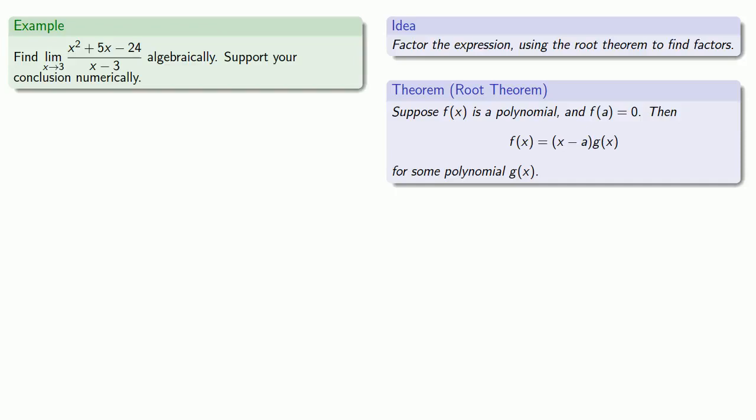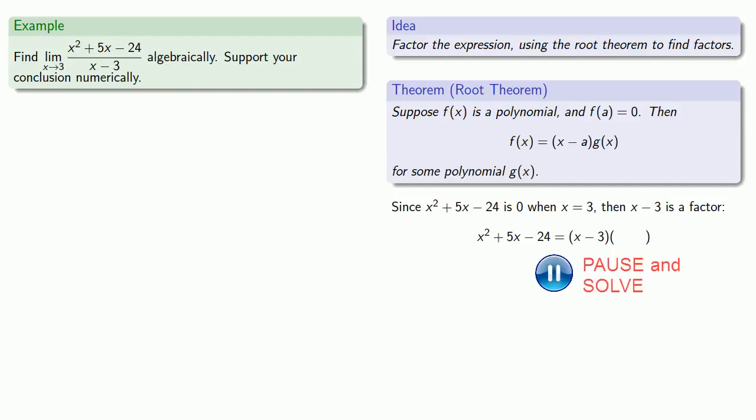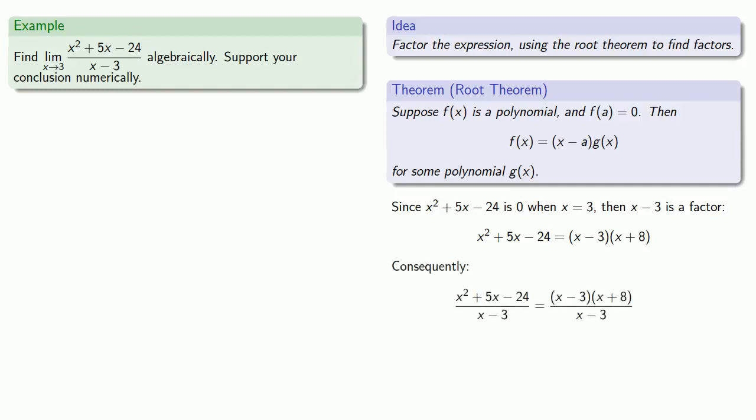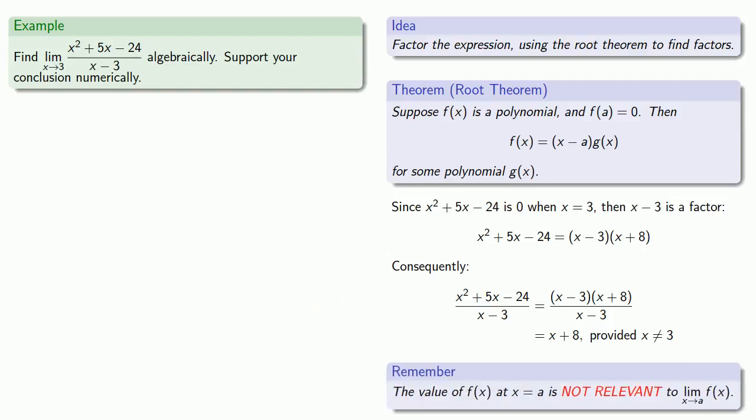Since x squared plus 5x minus 24 is 0 when x is equal to 3, then we know that x minus 3 is a factor, and so I can write the factorization almost immediately. And this means my rational expression can be written as (x minus 3) times (x plus 8) over (x minus 3). And I can simplify that to x plus 8, provided that x is not equal to 3. What if x is equal to 3? Since we're taking a limit, we don't care.